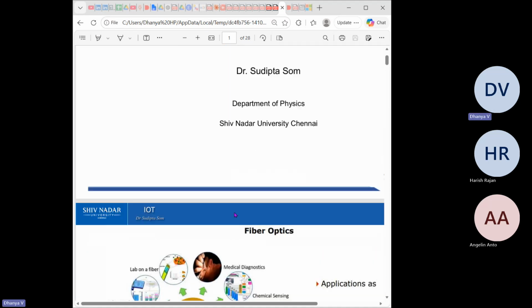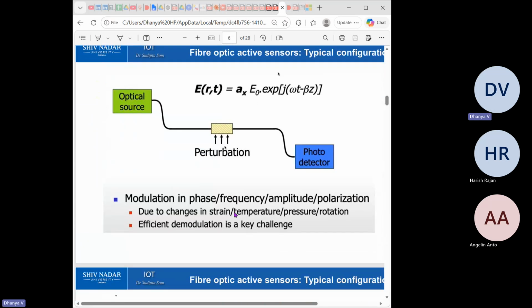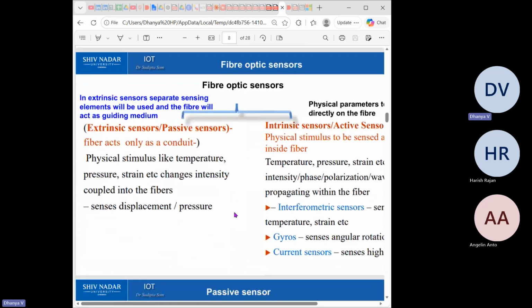So now we'll move on to the last lecture. We'll just see what is over here. I think we've covered most of it. So I'll just look into what exactly is there.